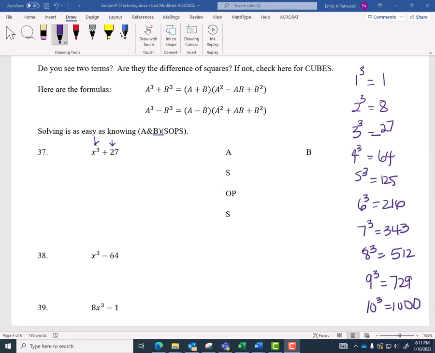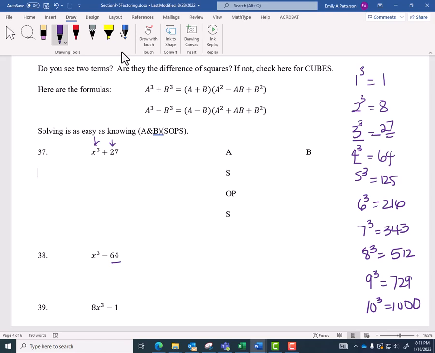And here's a complete list of the perfect cubes up through 10. So in looking at each one of these, we notice that we have perfect cubes, and I can take a third of the exponent and take the cube root of 27. The cube root of 27 is of course 3. The cube root of 64 is of course 4, because it's from this chart here.